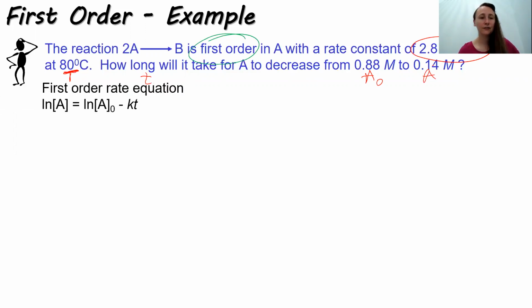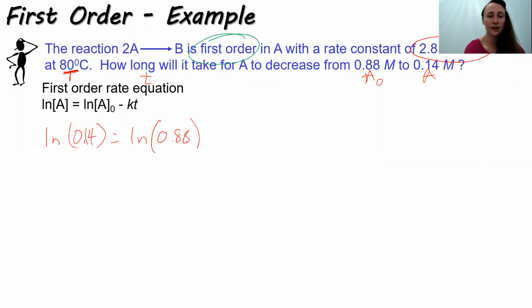All right, so for first order, we go look at our list of equations and we pull the first order integrated rate equation, and this is what we have. If the reaction were second or zero, we would just pull that corresponding equation. And then we plug in the information that we know and solve for what's missing. So in this case, we have the natural log of A, so 0.14, is equal to the natural log of A0, so the initial concentration. It's important not to mix up these two different A's, minus 2.8 times 10 to the negative 2 times t.